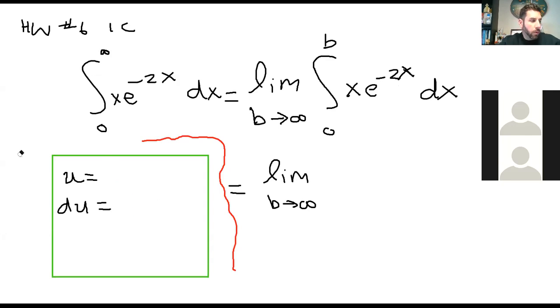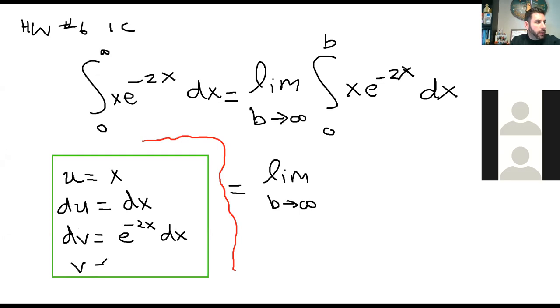So the correct way to analyze this function, or to compute this integral, is to call u x, and then your du is just dx. Then your dv can be e to the negative 2x dx, and that means your v is minus 1/2 e to the negative 2x. So this integral, if I annotate this up here, the only way to integrate this creature is by parts.